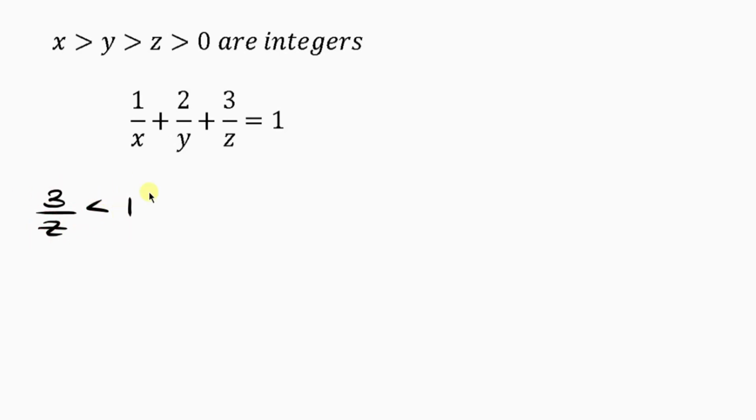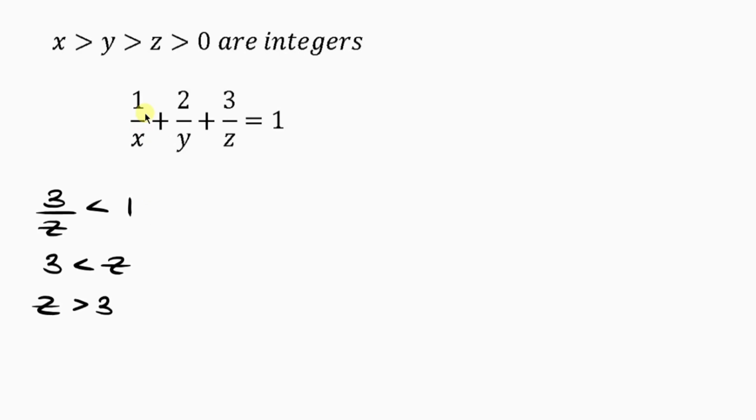Well, this is going to be our first step. We're going to be cross-multiplying this expression. So when I cross-multiply this, I'm going to be having 3 to be less than z. So let's flip the positions. I'll be having z to be greater than 3. In other words, we are saying that z is at least 4.